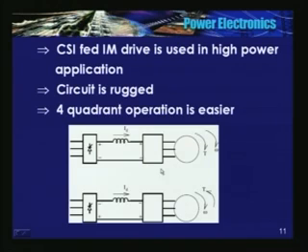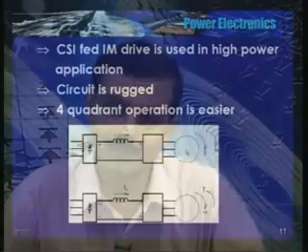Now the input voltage is positive, current is also positive. Source is supplying power to the inverter and to the load. I had told you that the polarities of this voltage will change in a CSI.